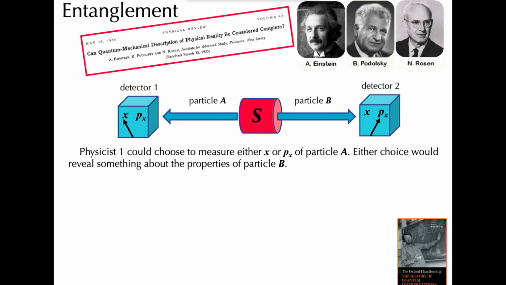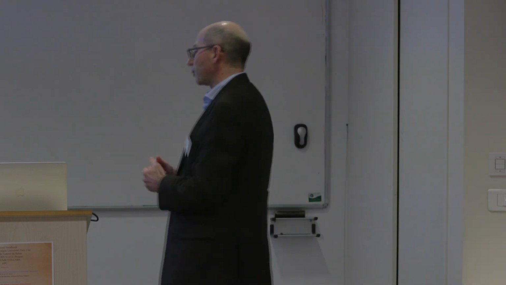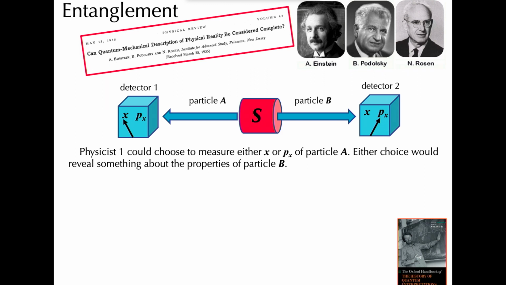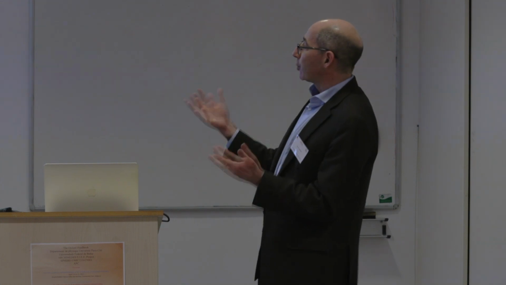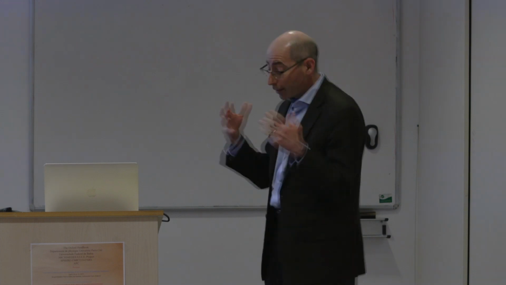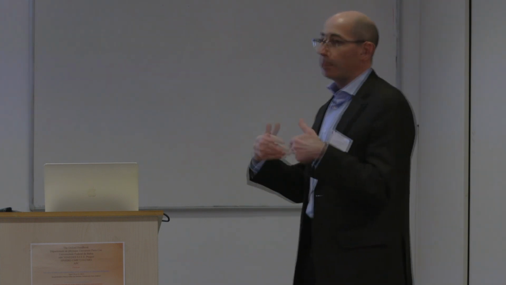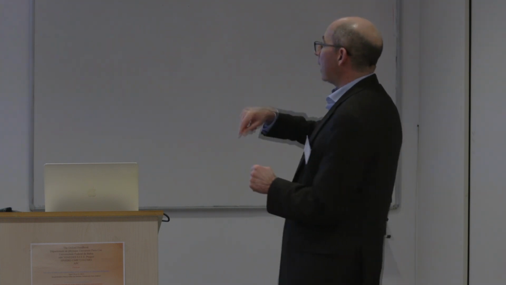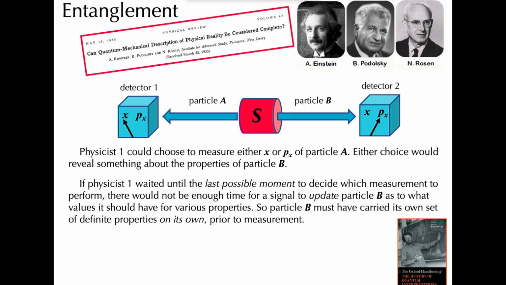Physicist 1, who's standing by detector 1, could choose to measure one of two things. These were still continuous variables with continuous spectra, before we get to these dichotomic ones. Could be, for example, position or momentum along the x direction. Either choice would reveal something about the properties of the partner particle. But one of the things that got these physicists so concerned was that if the physicist at detector 1 waited until the last possible moment before deciding which measurement to perform, then there wouldn't be time for a kind of update to travel at or below the speed of light to inform the now far away particle what properties it must have.